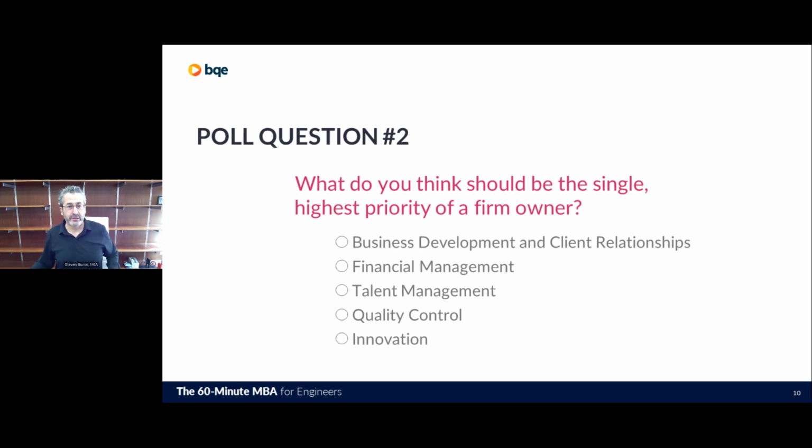Okay. So we're going to move, Emily, to poll question number 2, which is, what do you think should be the single highest priority for a firm owner? And I know you're all going to say all of these are priorities, and they are all priorities. I just want to test the waters here and find out from you, what is the single greatest priority?